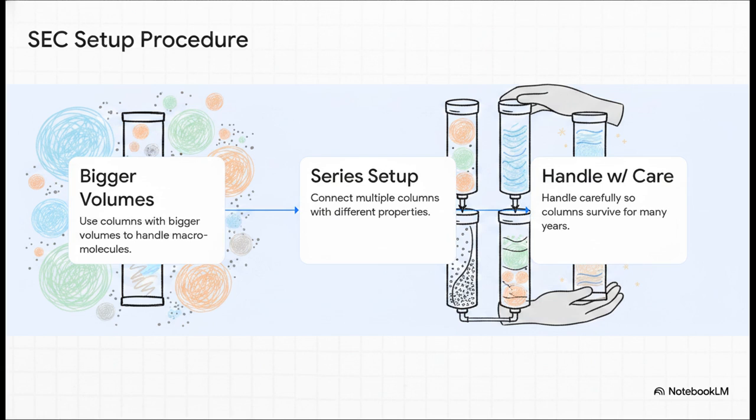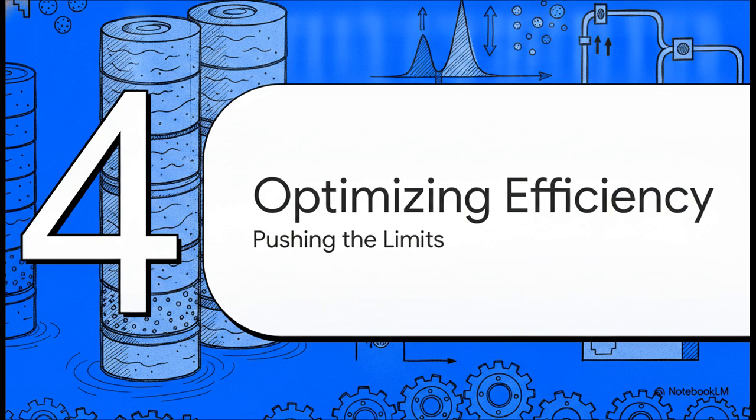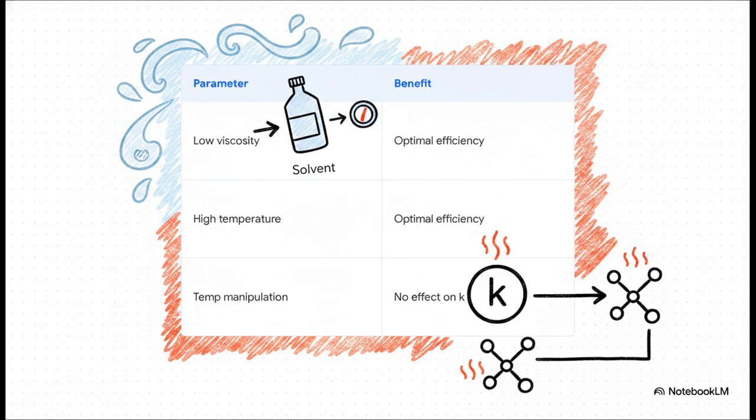And step 3 is all about practicality. These gels and silica packings are sensitive, but hey, if they're handled with care, these column setups can survive and perform beautifully for many years. All right, part 4, optimizing SEC efficiency, pushing the instrument's limits. Now, to get the absolute best performance out of an SEC setup, you've got to control some specific variables. Using solvents with extremely low viscosity is absolutely crucial, as is conducting the analysis at high temperatures. The combination of low viscosity and high heat allows for the smoothest possible flow through that porous network.